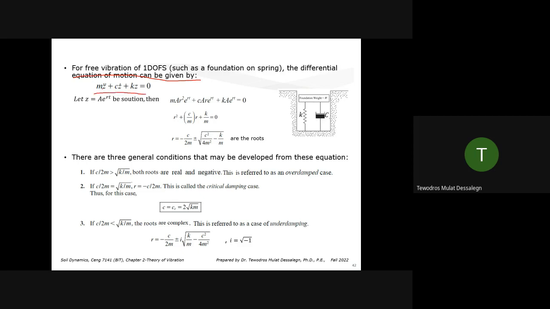The mass times acceleration, which is the inertial component, plus the damping constant times velocity, which is the damping component, and the static component. The static component is the stiffness times the displacement, equals 0. So now I have all three terms. I was missing the damping component.